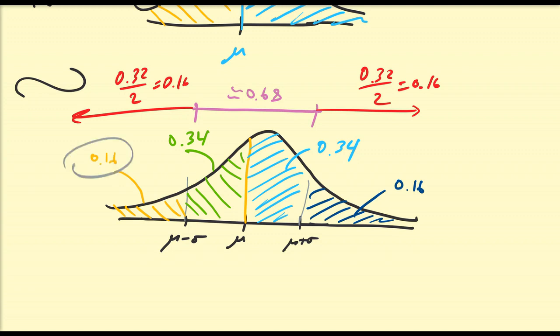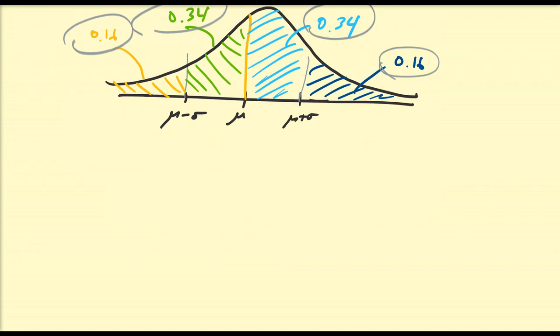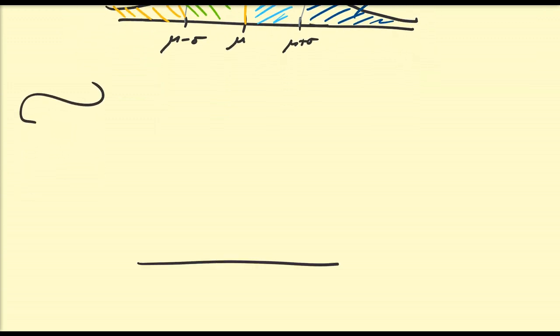So we can find that 0.16 plus 0.34 is a half, and 0.34 plus 0.16 is a half, and a half plus a half is 1. Now we've partitioned our distribution into the left tail, right tail, and the one standard deviation segments of this distribution. And we can continue this for the two standard deviation case. So let's work that out.